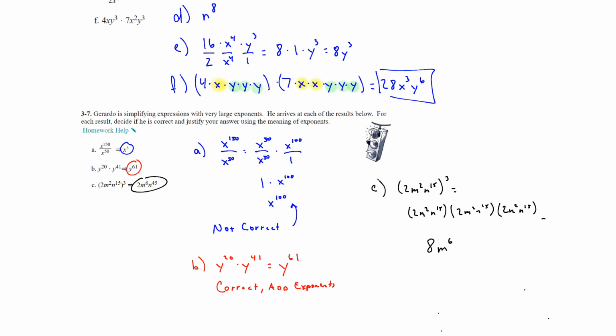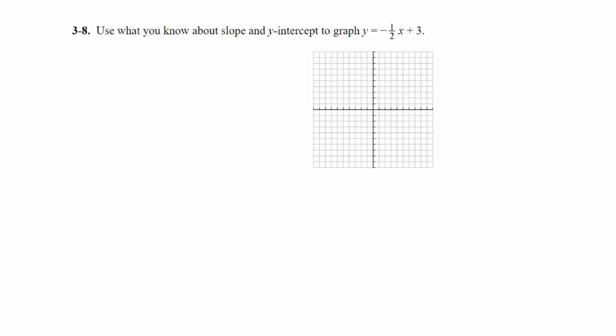And then n to the 15th times n to the 15th times n to the 15th, so that gives you a total of 45 n's. So that should be our final answer. So therefore, based on what we see his answer is, he had 2 instead of 8, so this is incorrect. And our work is up there.